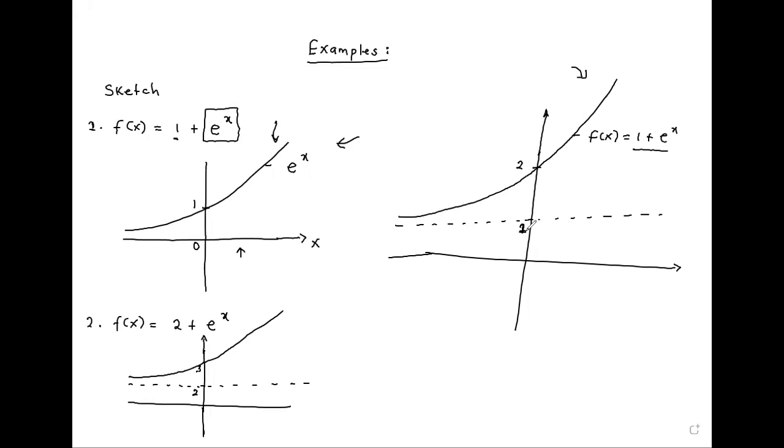You come to example 2. f of x is equal to 2 plus e to the power x. You shift the x-axis to 2, the asymptote. Now, what is 2 plus e to the power 0? e to the power 0 is 1. So what is 2 plus 1? 3. So it will cross at 3.